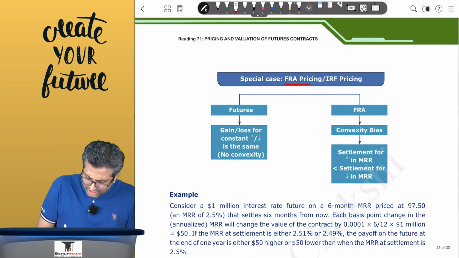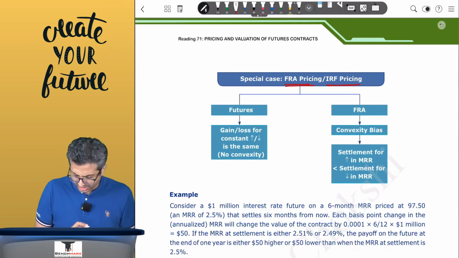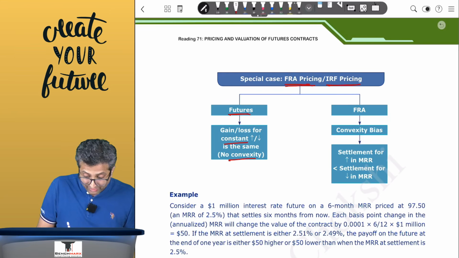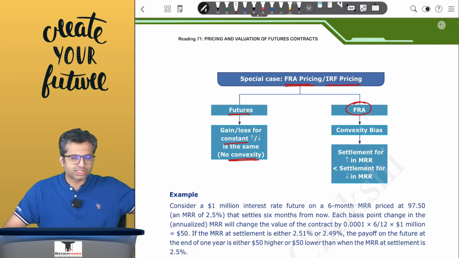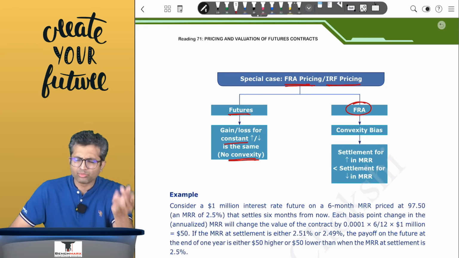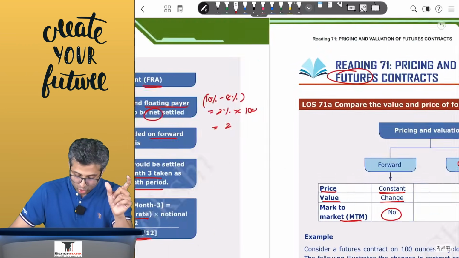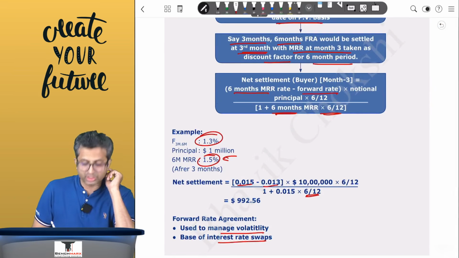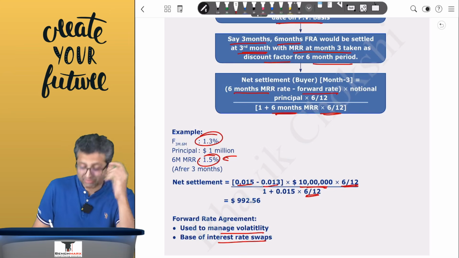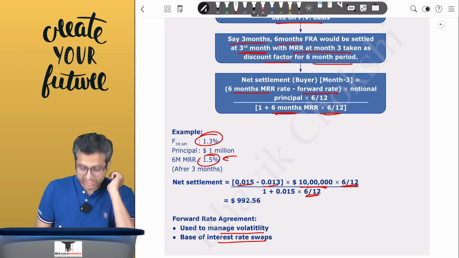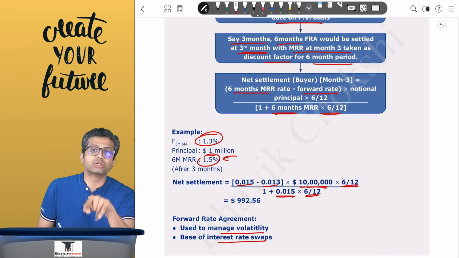Special case in case of FRA pricing or IRF pricing. When you look at futures, the gain or loss is constant. There is no convexity bias. However, in case of a FRA, remember we discussed in the earlier reading, when you go to settle the FRA, you will take the difference between 1.5% and 1.3% into 10 lakhs. However, this difference is actually going to become due after 6 months, and hence you want to find the present value today, so you discount it by today's MRR.